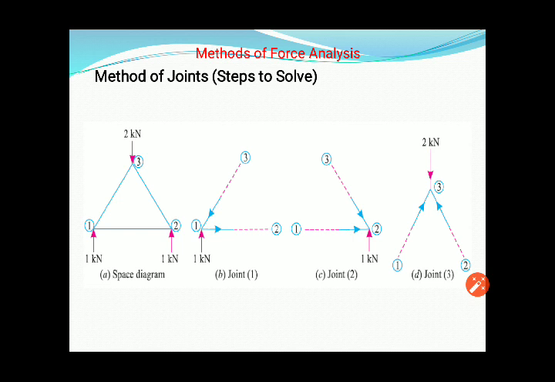So here you can see a space diagram which has three members and three joints. So joint 1 and the members connected to it, joint 2 and the members connected to it, and joint 3 and the members connected to it. Like this, you have to separate each and every joint and calculate the forces in the members.